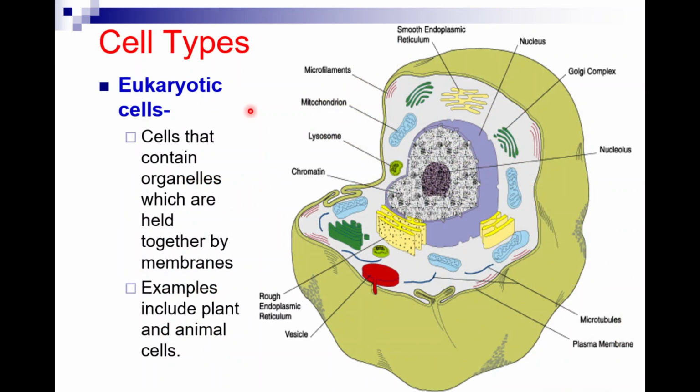Sorry. The first cell type is the eukaryotic cell. So what are the eukaryotic cells? Cells that contain organelles which are held together by membranes, for example, plant cells and animal cells. Both the cells, that is plant and animal cells, are membrane bound, and those are called eukaryotic cells. Okay, so this is the definition of the eukaryotic cell.